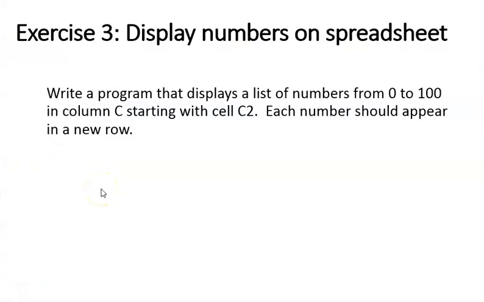Now pause the video and try to write a code to solve this exercise. Display numbers on the spreadsheet. Write a program that displays a list of numbers from 0 to 100. In column C, starting with cell C2, each number should appear in a new row.